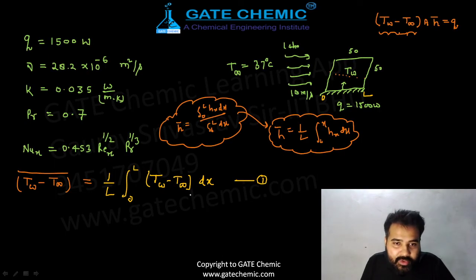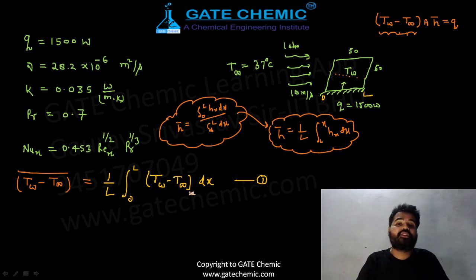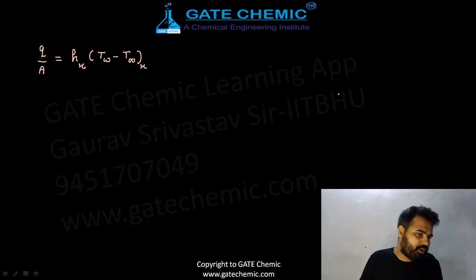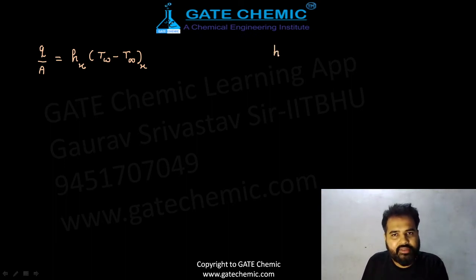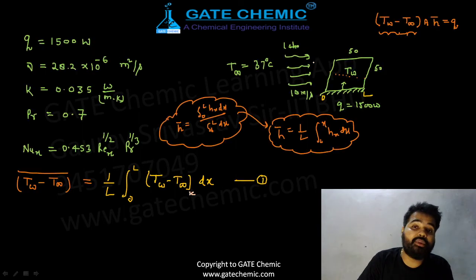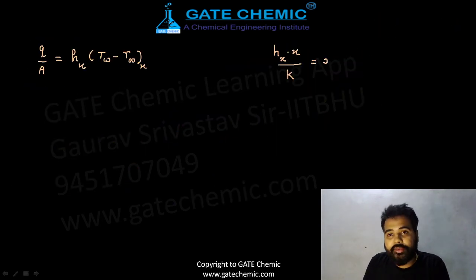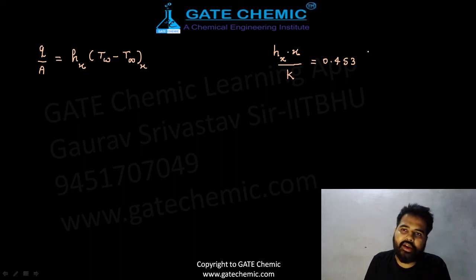And here this T_w minus T infinite, this is also local. That means at any x location. X is what? From leading edge, distance from leading edge. Is it crystal clear to all of you, beta? Shall we move forward? Tell me, everyone. I have one beautiful formula given, that is h_x into x upon k, that is local Nusselt number, and that becomes equal to 0.453, and Reynolds number you can write as x u infinite.